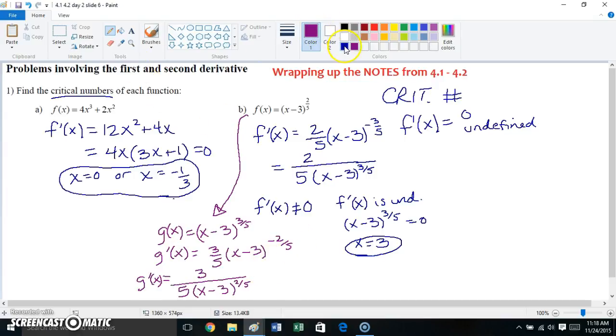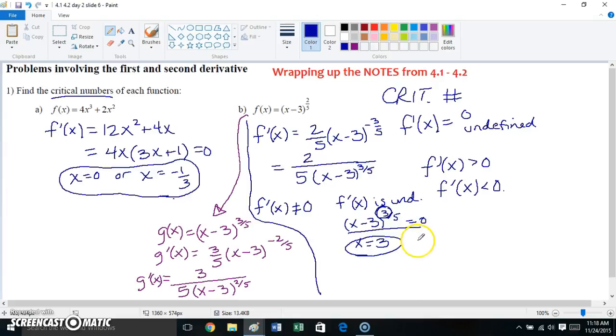If we were going to ask you the question about part B, when is f prime of x positive, and when is f prime of x negative? A cubic root is sometimes positive and negative, and so this derivative is going to change sign at x equals 3.